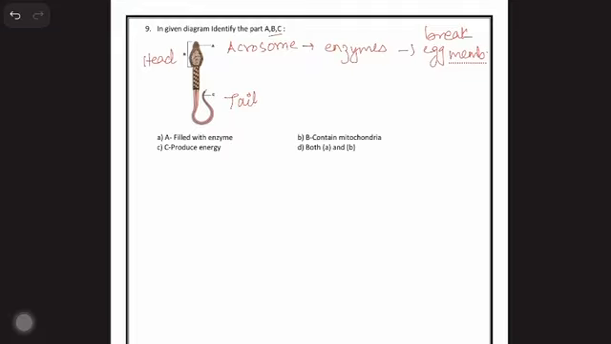B says B contains mitochondria. No, head does not contain mitochondria. It is the middle piece that contains mitochondria. C produces energy. Wrong. Tail does not produce energy. Middle piece produces energy. D says both A and B. Since B is wrong, you cannot have the answer as D. So answer is A. Acrosome filled with enzymes.